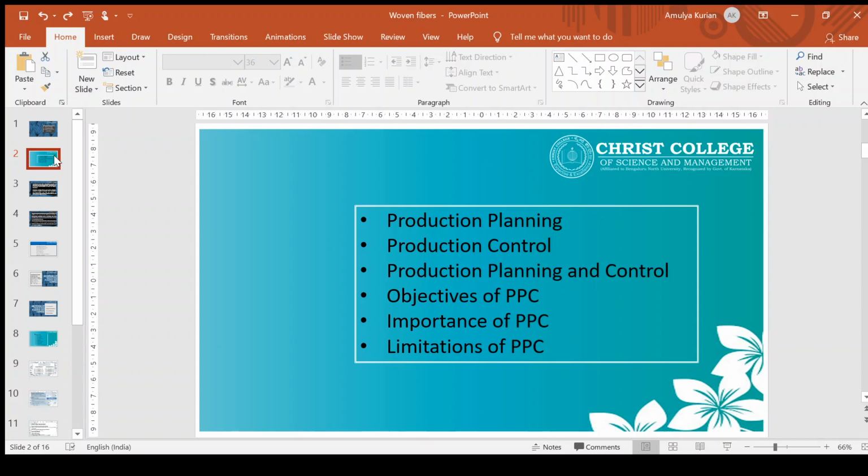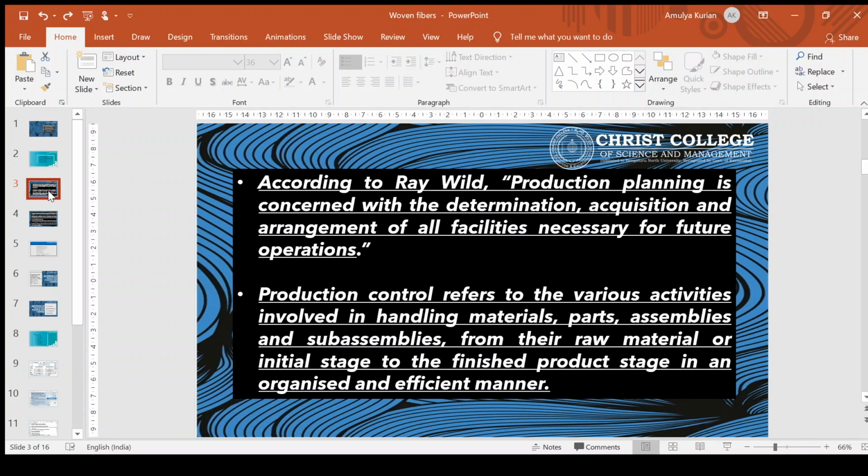So let us see the definition of production planning. According to Ray Wild, production planning is concerned with determination, acquisition, and arrangement of all facilities necessary for future operation. So basically, it is finding what, how, and where all the facilities necessary for the future operations need to be planned.